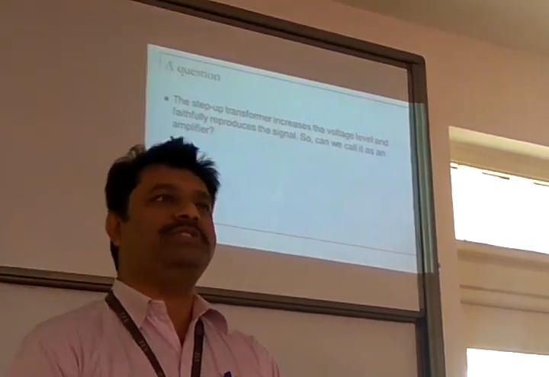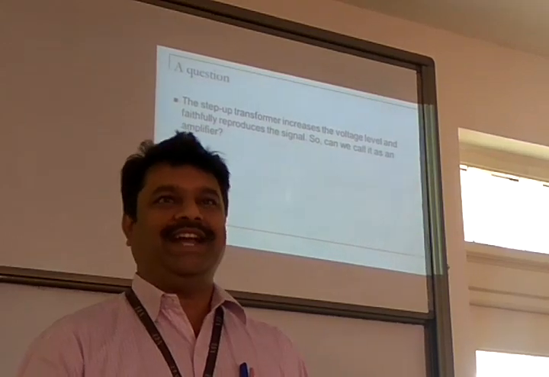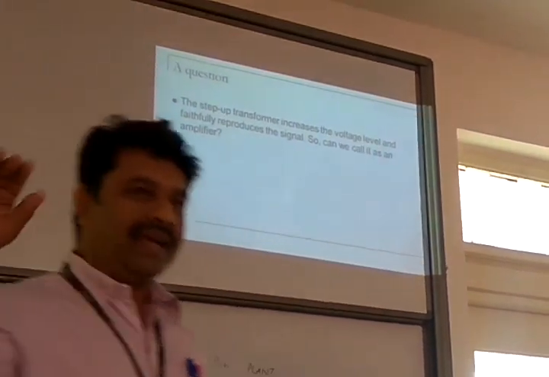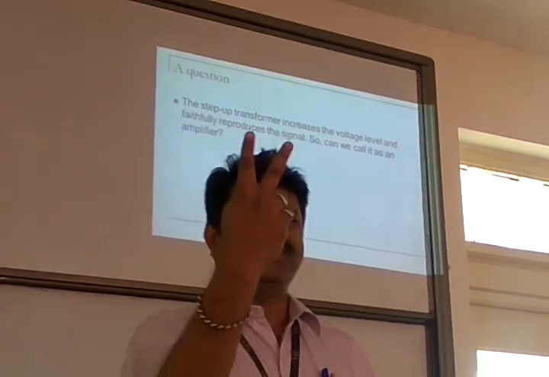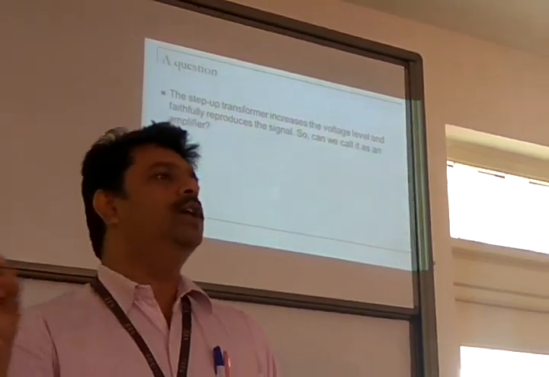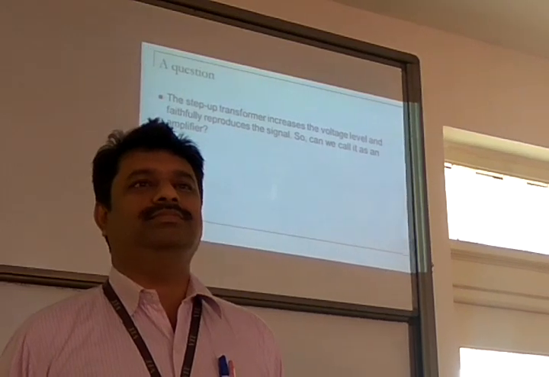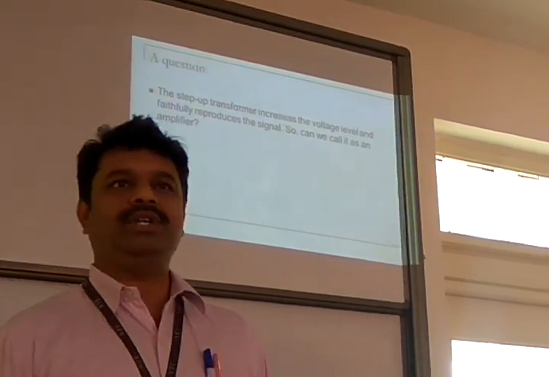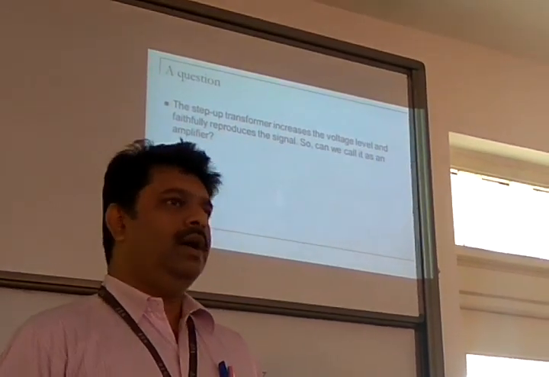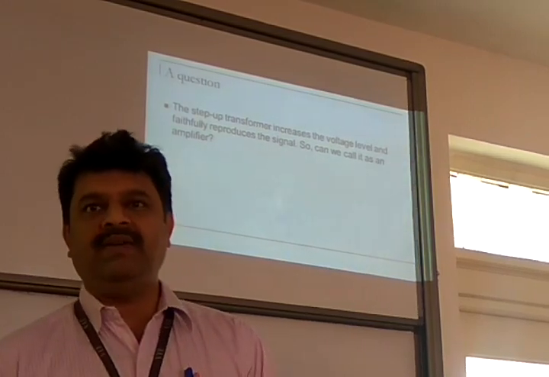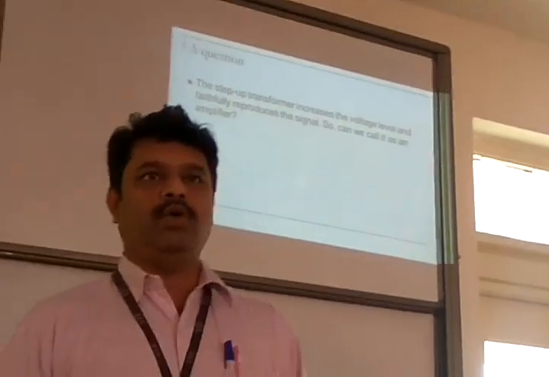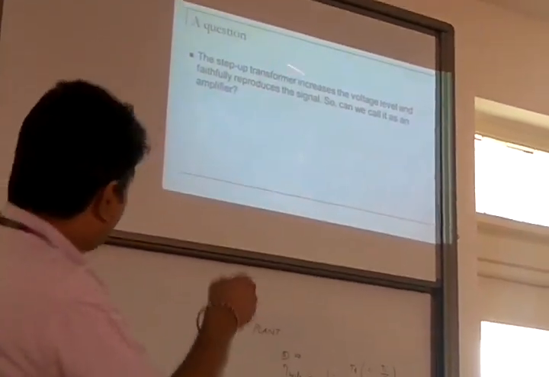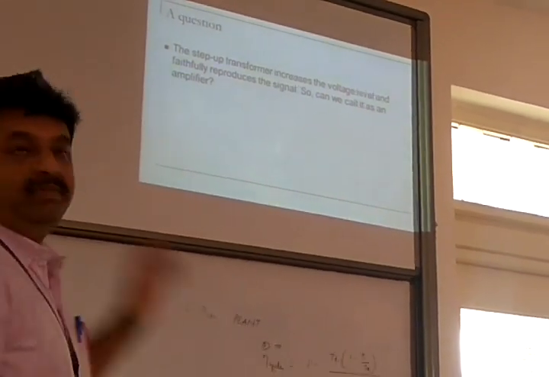Does the equation match? No. Voltage into current should be equal to the same. Okay, so the current is reduced. 250 volt, 2 amps current you will get. So current is reduced, voltage is amplified, but power level remains the same. Theoretically speaking, power level will remain the same from input to output in a transformer. So we cannot call this device an amplifier.